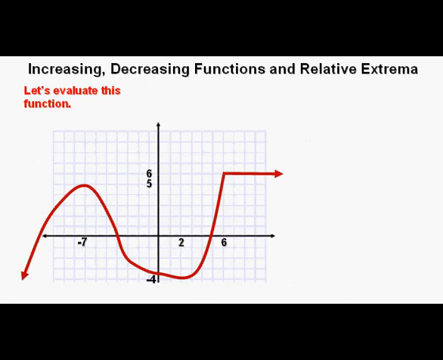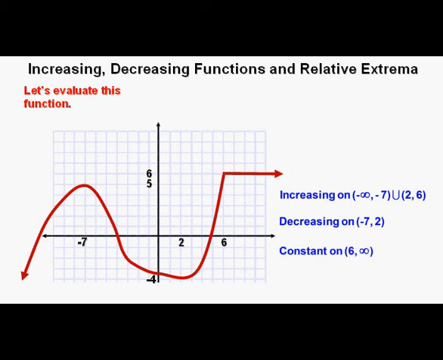Let's review by looking at this graph. We'll evaluate for where the function is increasing, decreasing, and constant. This function is increasing on negative infinity to negative 7 and also on 2 to 6. The function is decreasing on negative 7 to 2. And the function is constant on 6 to infinity. These are called open intervals, using parentheses to designate them.